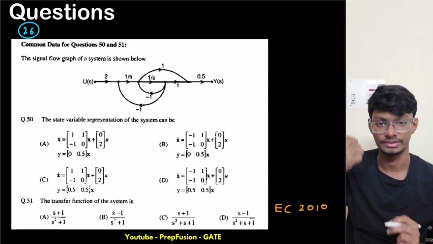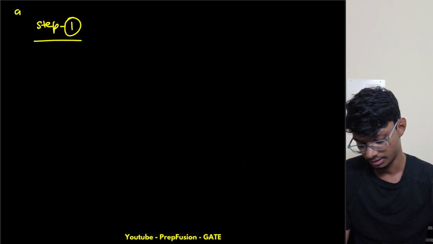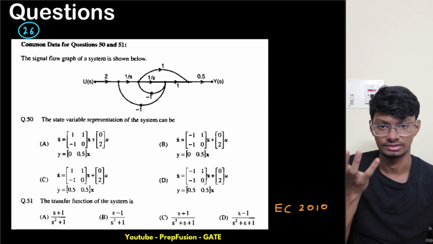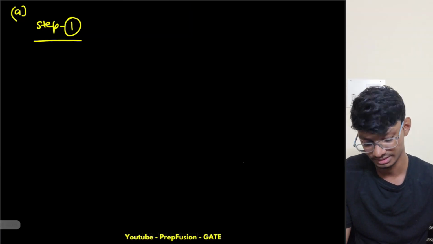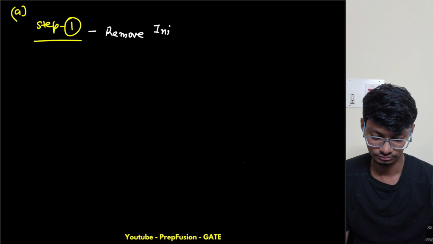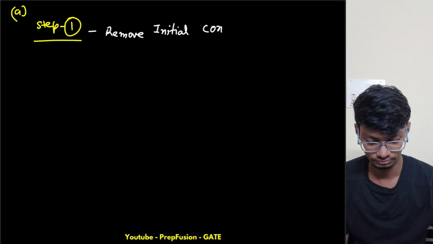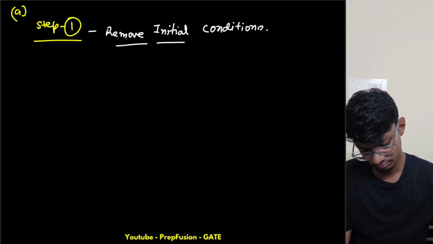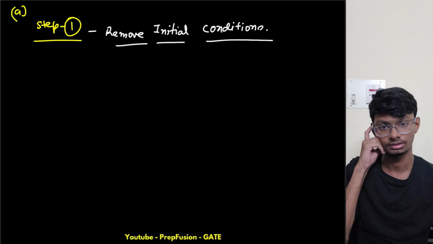So remember, we had a few steps. What was step 1? Try to remember. This is part A basically. Step 1 was to remove the initial conditions. As no initial condition is given anyway, that step is eliminated. So remove initial conditions.